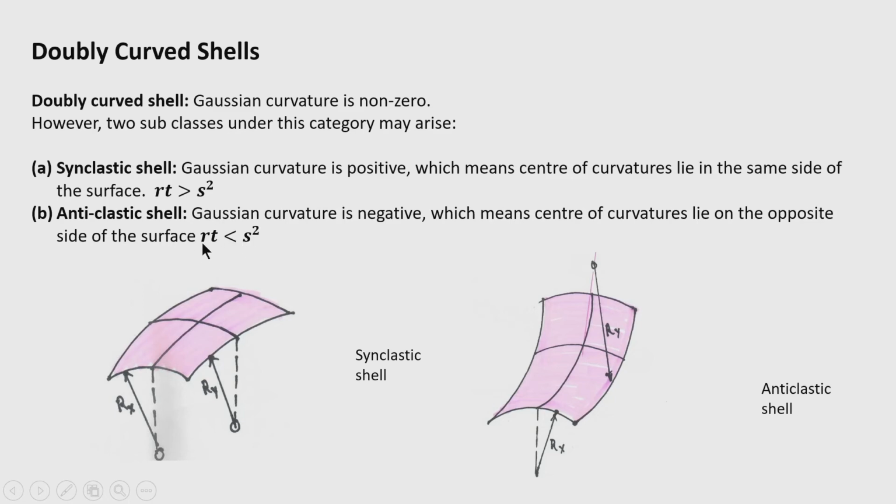So, what is R t? R t is the product of curvature in the two principal directions and S is the twist curvature. So, if this quantity R t is less than S square, that means the Gaussian curvature is negative in that case. Then we have a shell like that. For the curve in one direction, the center lies on one side, and for the curve in the other direction, the center lies on the opposite side. This type of surface is known as an anticlastic shell.